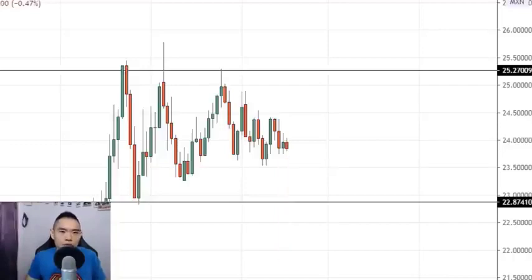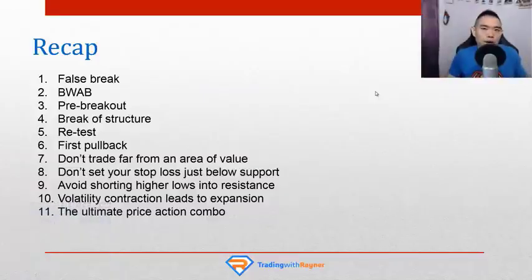So with that said, let's do a quick recap. Just a quick one. So what we have covered today. Number one, the false break setup to trade reversals, offers you low risk and high reward trading setups. Then we talk about the BWAP trading strategy, basically buying breakouts with a build up. Number three, we combine the first two concepts into the pre-breakout technique. How do you actually enter a breakout before the market breaks out? Number four, we spoke about the break of structure technique, going down to a lower time frame to time your entries, especially if the higher time frame doesn't give you any signal to get long. Number five, we talk about the retest technique, to retest previous resistance that could become support, to retest previous support that could become resistance, to help you time your entry.